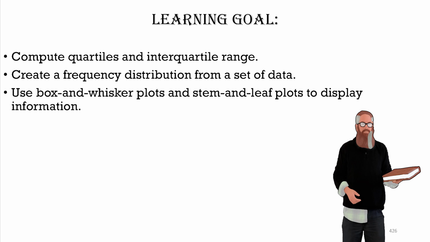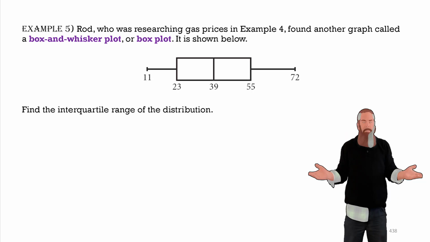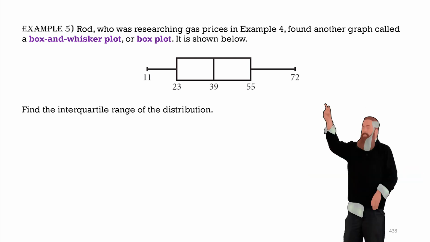Let's use a box and whisker plot to display information. Rod, who was researching gas prices in example 4, found another graph called a box and whisker plot, or box plot, and it is shown here. Find the interquartile range of this distribution.